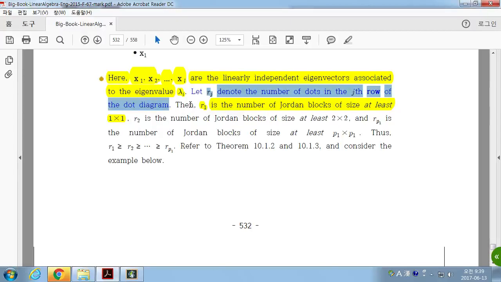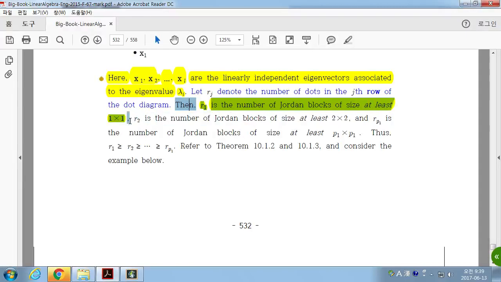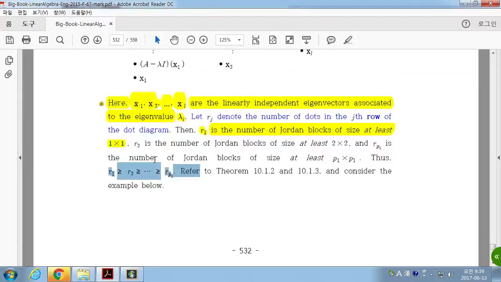So here, let R_j denote the number of dots in the jth row of the dot diagram. Then R1 is the number of Jordan blocks of size at least 1 by 1, R2 is the number of Jordan blocks of size at least 2 by 2, and R_p1 is the number of Jordan blocks of size at least p1 by p1. So the R_i's are in decreasing order. The sizes are decreasing.